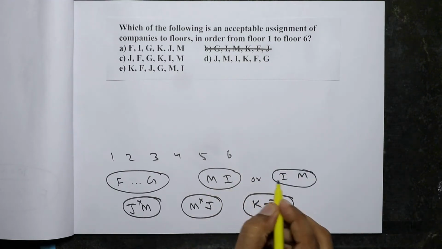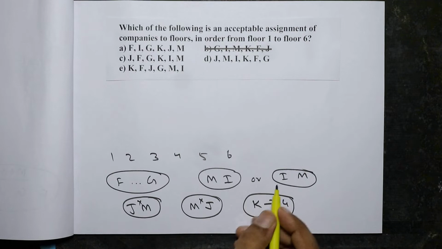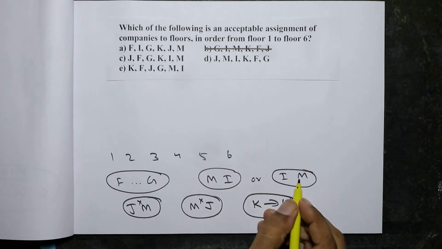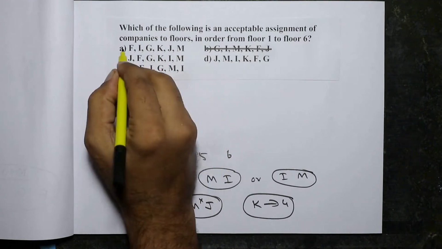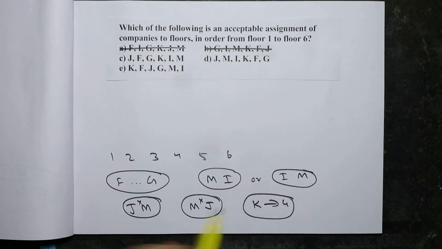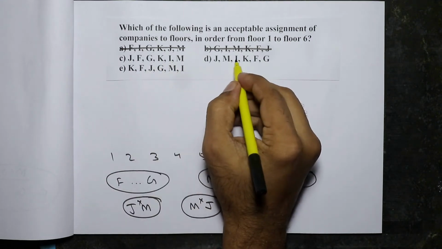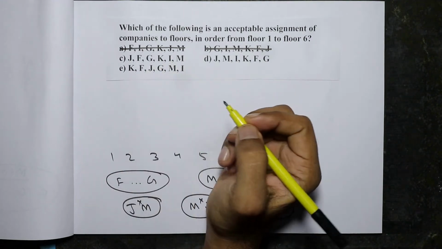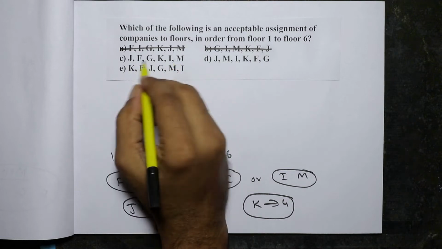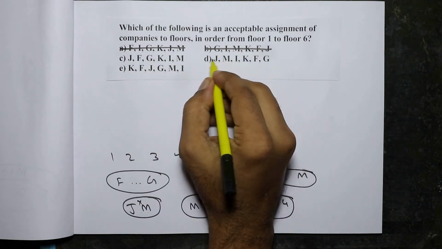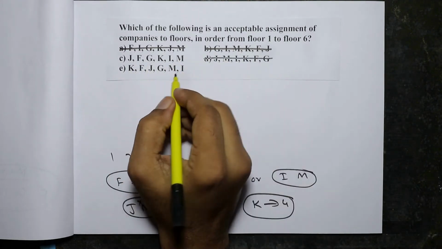Now I and M have to be in adjacent floors. So MI or IM. So here M and I, they are not in adjacent floors. So A can be eliminated. That is I and M, they should be in adjacent floors. Here they are adjacent, here they are adjacent, here also they are adjacent. Then J and M cannot be in adjacent floors. J and M are not adjacent, that's okay. Here they are adjacent, so D can be eliminated.